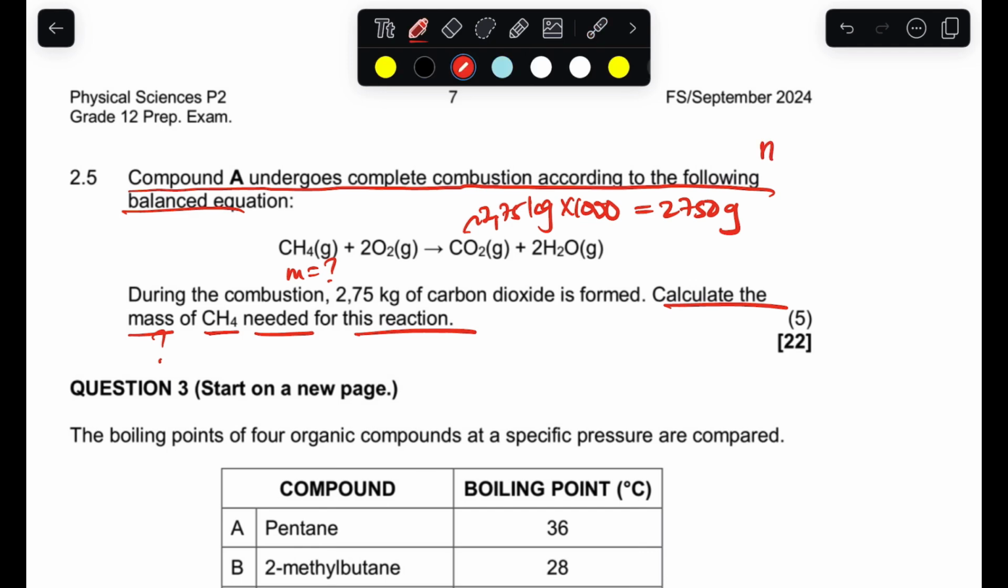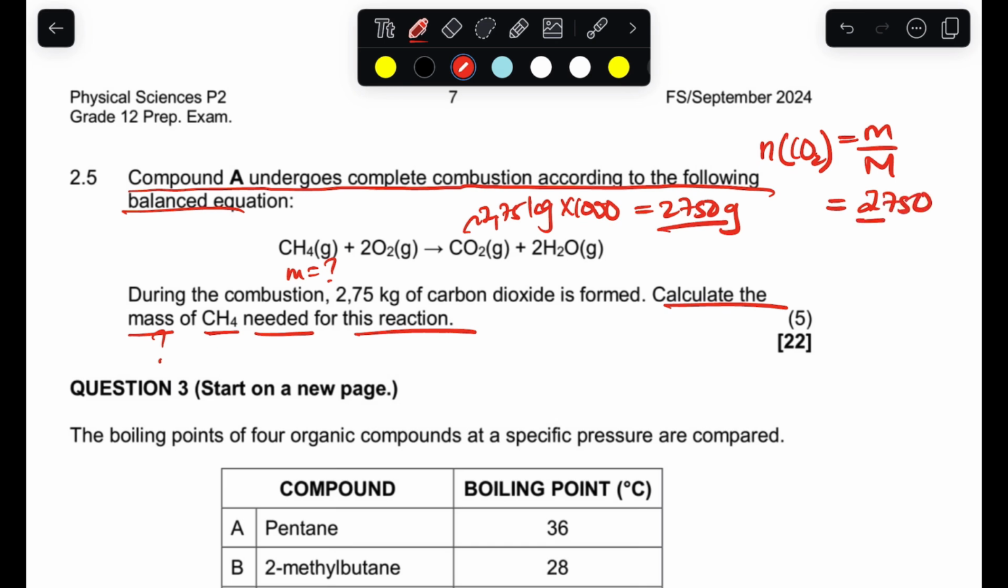So I'm going to write it here. The number of moles of what? Of carbon dioxide is equal to mass over molar mass. Guys, this is very important to show what number of moles you are calculating. All right, and the mass is 2, no, we're going to use this one.